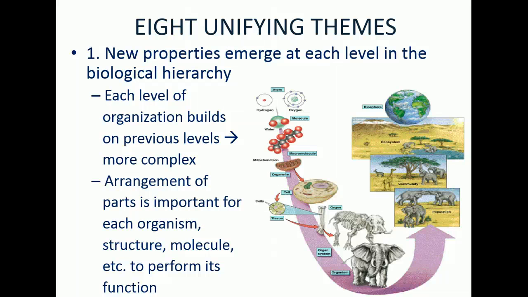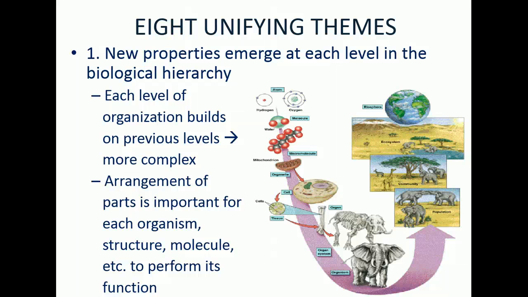So this chapter is really kind of a preview of the course, if you will. It gives a look at what we're going to be studying throughout the rest of the course and how those concepts all tie together. And so this chapter focuses on 8 unifying themes that we see repeated at various levels of biology. And so the first of those is that new properties emerge at each level in the biological hierarchy.